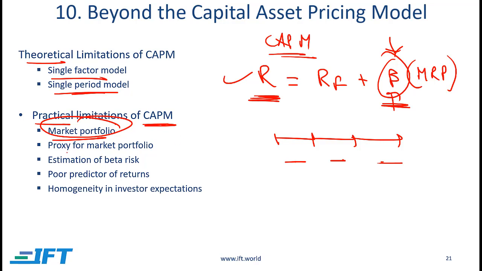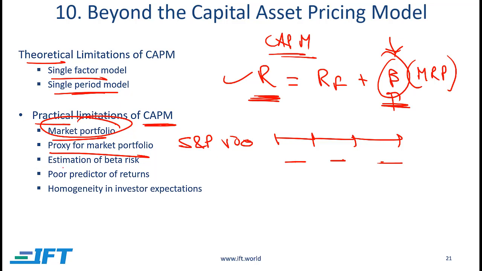The next point has to do with a proxy for market portfolio. Since the true market portfolio is not investable, market participants are going to take different proxies for the market portfolio. So for example, in the US, some participants will use the S&P 500 as a proxy for the market. But different analysts might use different proxies, and that will mean that the expected return will be different depending on which market proxy is being used.